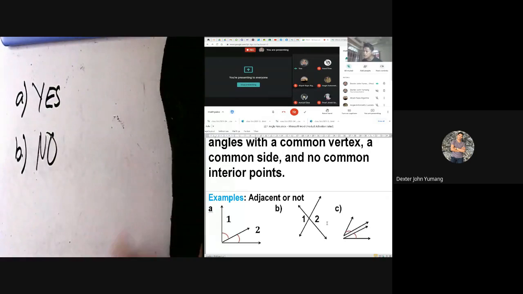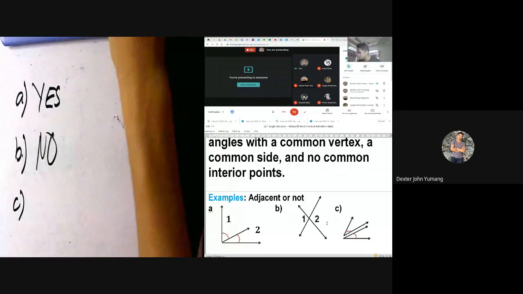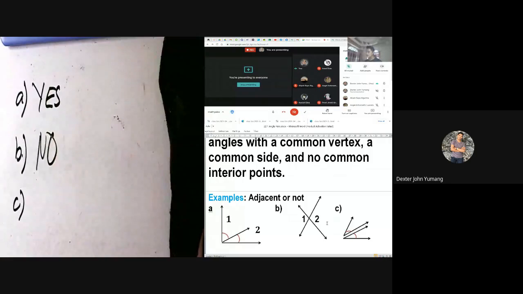Ang tawag po dyan, opposite angles. Bakit po opposite? Nagtalikdanay sila. Si 1, ang likod niya si 2. So nagtalikdanay si 1 and 2. The answer there is perfectly no. So next, letter C. Is that yes or no? No daw po, sabi ni Aliyah sa letter C.